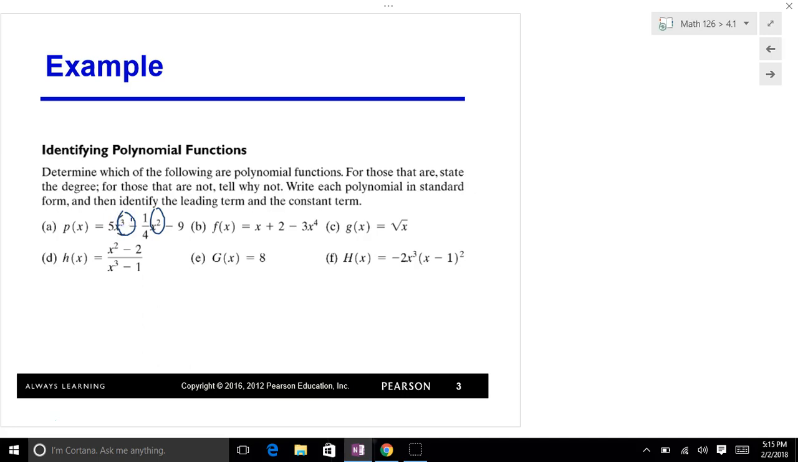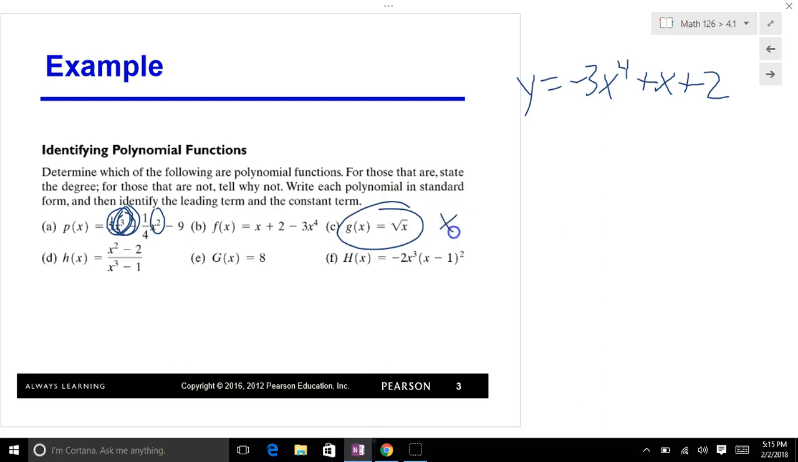B, is this one a polynomial function? It's also a polynomial function, but you want to write that as negative 3x to the fourth. You got to put this in standard form, so it's in descending order of degree there. So it's a fourth degree polynomial. And by the way, I should say on this first one here, third degree, that's also referred to as a cubic polynomial.